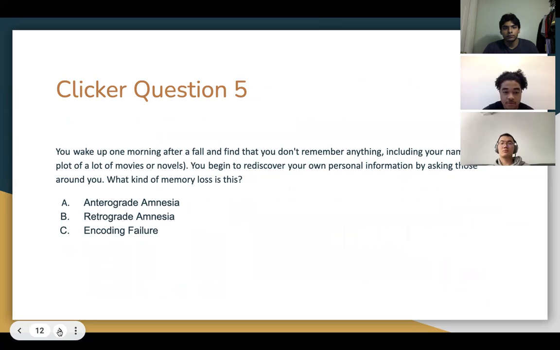Clicker question 5. You wake up one morning after a fall and find that you don't remember anything, including your name. You begin to discover your own personal information by asking those around you. What kind of memory loss is this? The answer is B, retrograde amnesia.